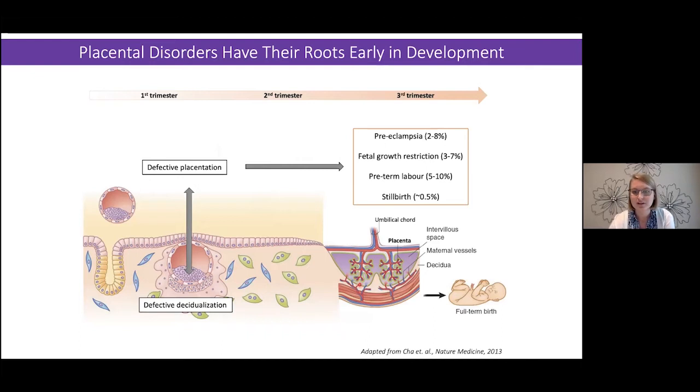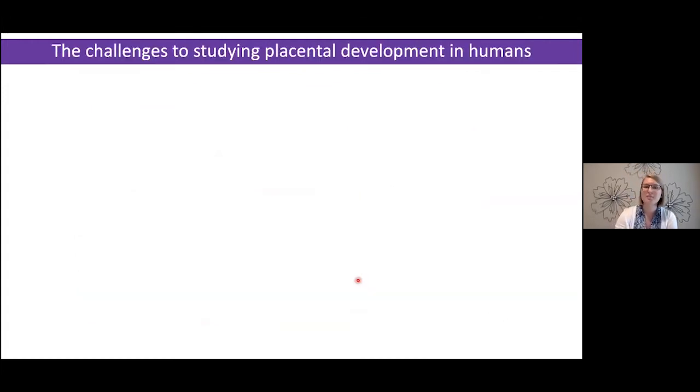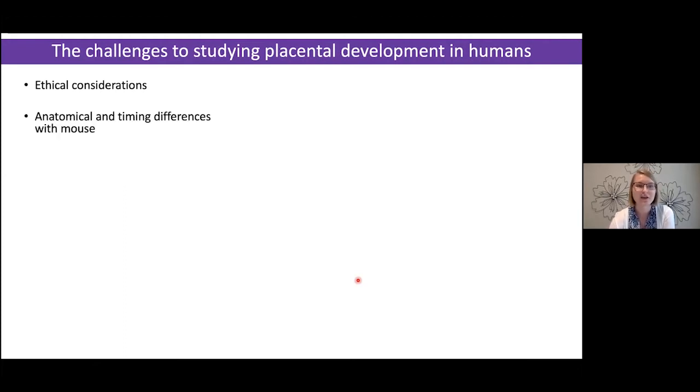And what you can see here is the structure of the human placenta. And you get these branching villous trees that invade into the maternal wall and establish blood supply between the mother and the baby. But there are many challenges to studying placenta development in humans, mainly ethical considerations, access to tissue, things like this. And there's also many anatomical and timing differences with the mouse. And until recently, a lack of relevant in vitro models.